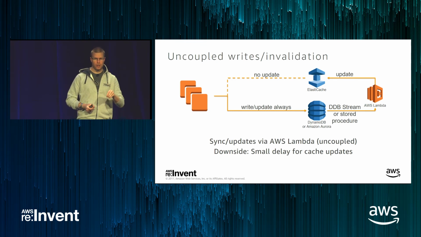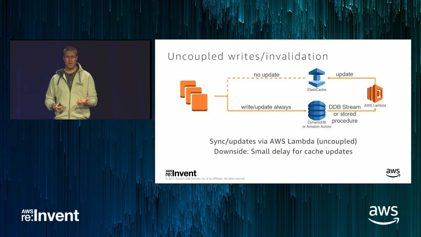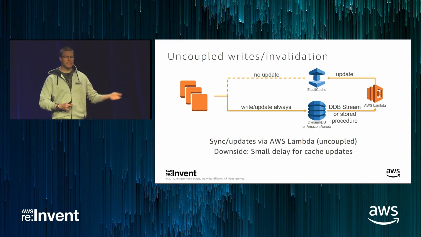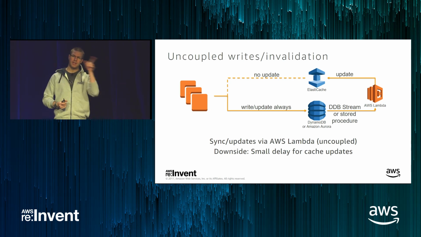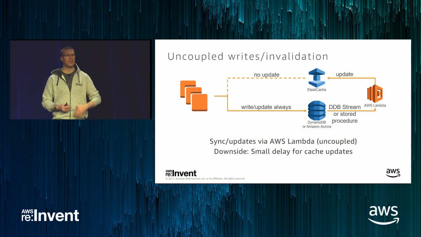So why not let the Lambda function do the update inside of my cache? So I don't need to do that in my own application, because now the Lambda function makes sure that the recently updated item or row inside of my database also gets updated inside of my Redis, my cache. This is uncoupled. This has nothing to do with my application. My application still can write and update always against the backend database, but it can read all the time from the cache, because it can be sure that the value inside of the cache is updated.